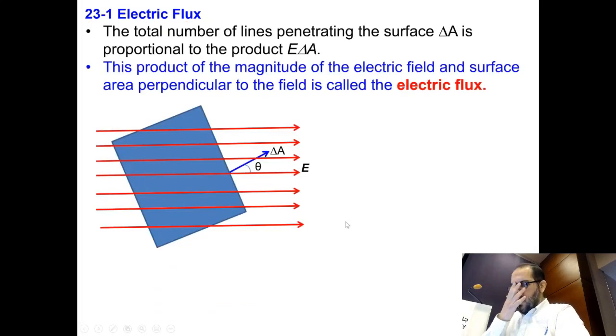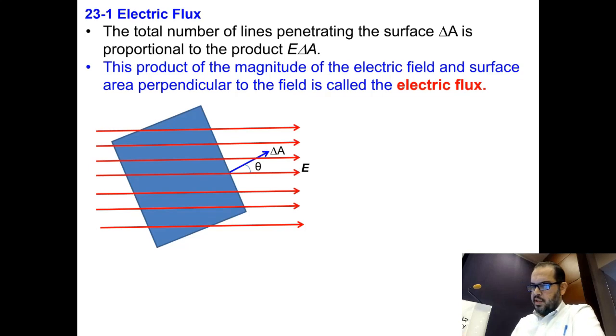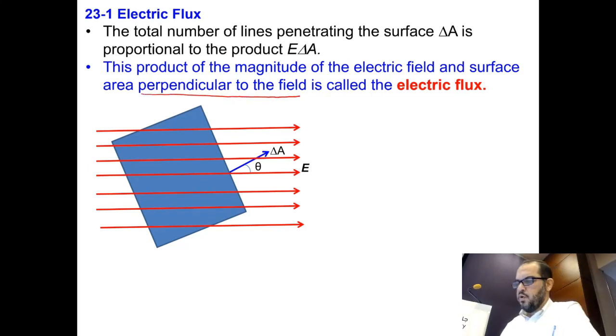All right, so let's now define the flux. The total number of lines penetrating the surface delta A is proportional to the product E times delta A. Remember when we used electric field lines, we said the number of electric field lines is proportional to the magnitude of the electric field. The product of the area delta A and E is called electric flux. So this is a definition. This product of the magnitude of the electric field and the surface area perpendicular to the field is called the electric flux. Notice it has to be perpendicular to the field.